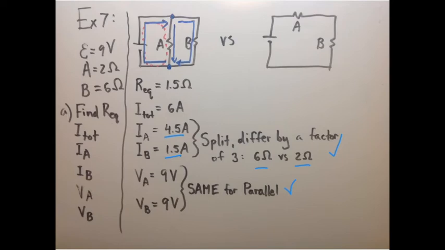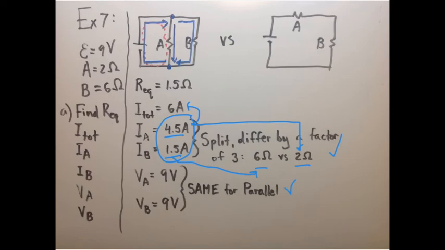And the 4.5 amps goes with the 2 ohm resistor, right? More current through the smaller resistance. And the 1.5 goes, of course, with the larger resistance. All right. Note also that those two individual currents add up to the 6 amps. So they had to split by a very specific ratio based on the resistances, and they had to add up to the total current because of Kirchhoff's junction law, right? Current in equals current out.